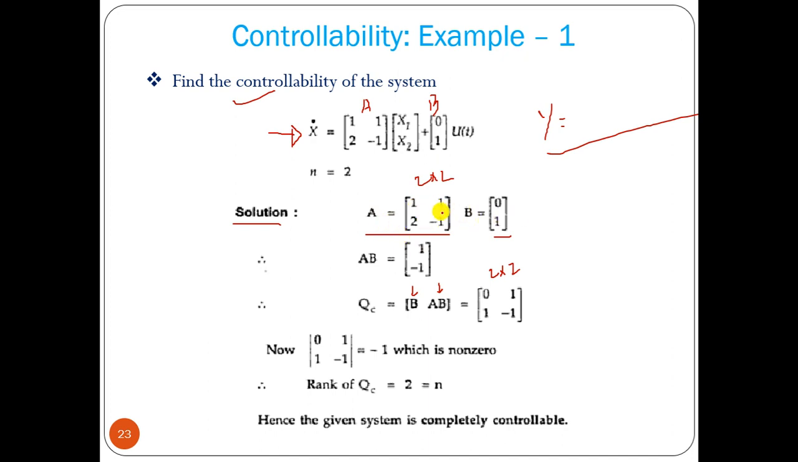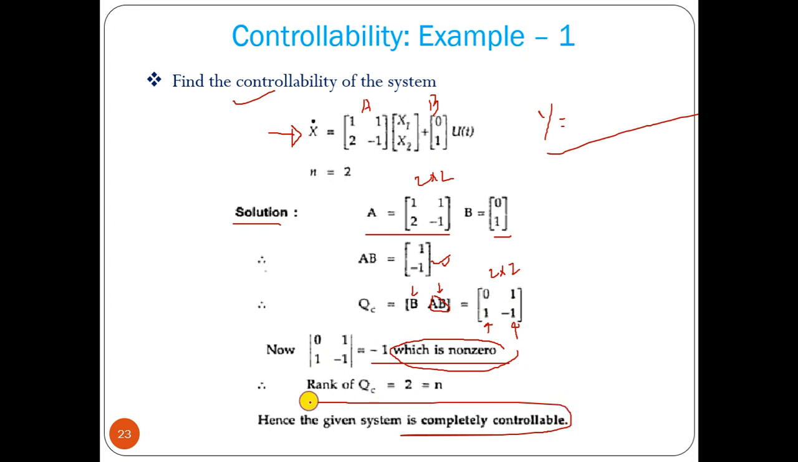So that result will be 0 plus 1, 1, and this is 0 minus 1, 1 minus 1, 1 minus 1. That is your AB matrix. The B matrix we have to put here, and the AB result you have to put here. Then you have to find out the QC determinant. The determinant is 0 minus 1 into 1 minus 1, which is non-zero. That means the system is completely controllable. Okay, this is one problem.